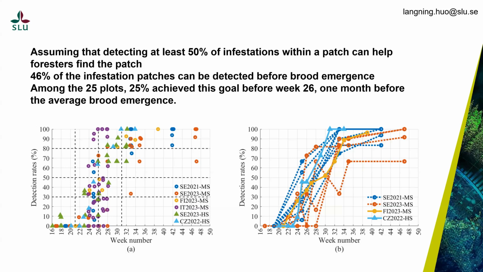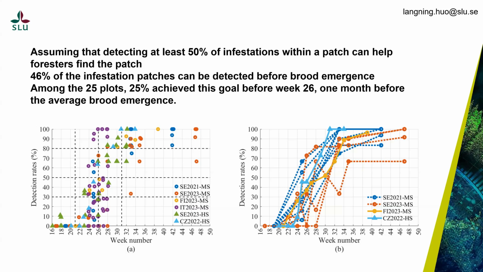According to this standard, about half of our data set shows that the infestation patches can be detected before the boring images. So half of them achieve early detection before the next generation. And also 25% of them achieve early detection one month before the next generation comes. So that's showing how remote sensing data can help with damage control.